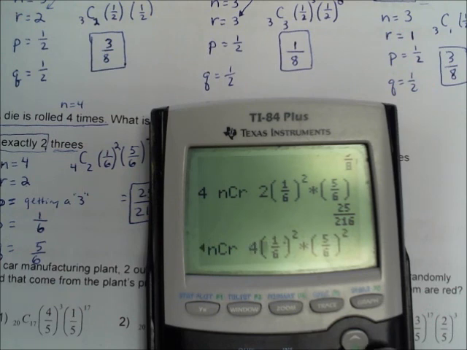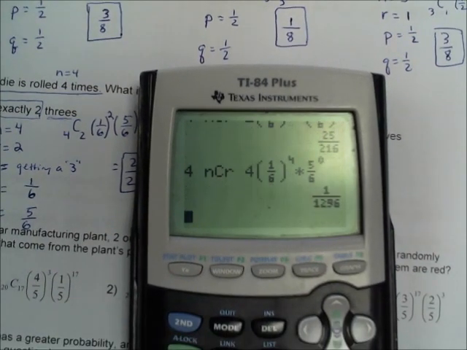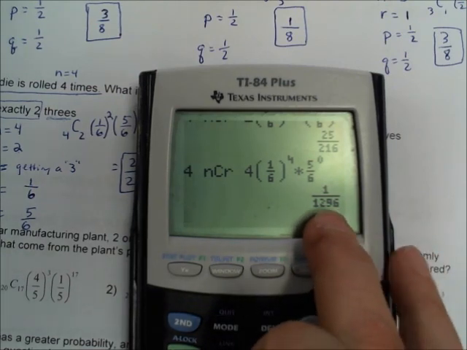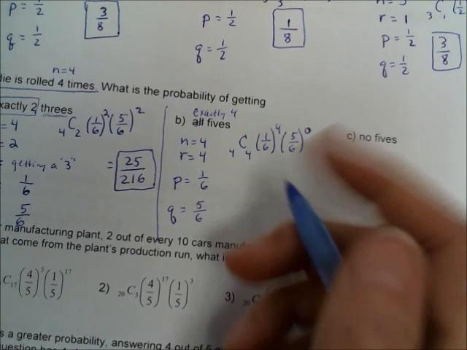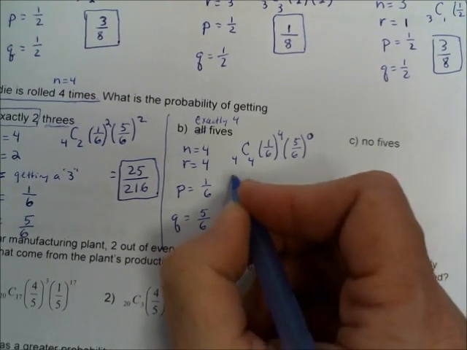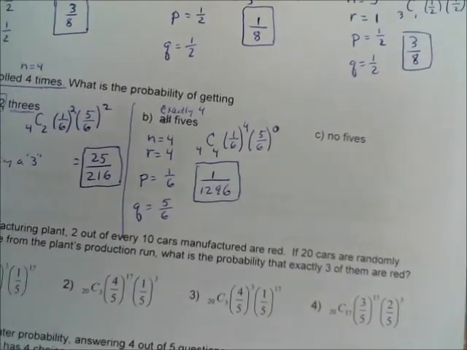So 4C4 times 1/6 to the 4th and 5/6 to the 0. Anything to the 0 power is just 1, so you really don't even have to put that, but we will. So you have a 1 in 1,296 chance of getting all 5s. This is theoretical probability, a 1 in 1,296.